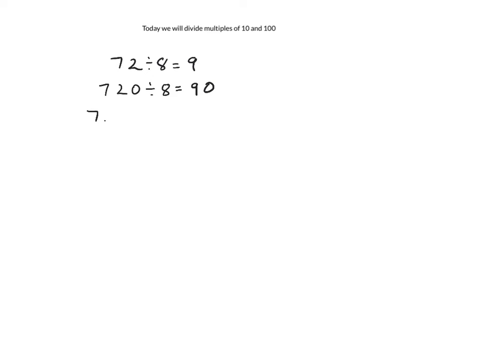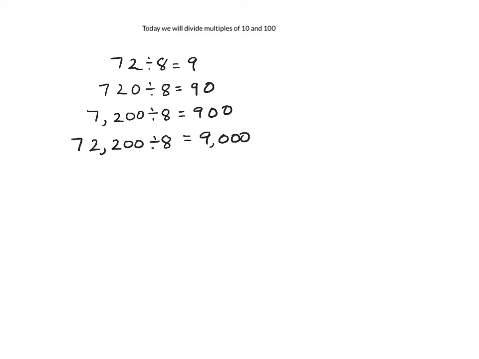If we have 7,200 and we divide that by 8, it's going to equal 900. Because 900 times 8 equals 7,200. And if you have 72,000 divided by 8, the answer is going to be 9,000.